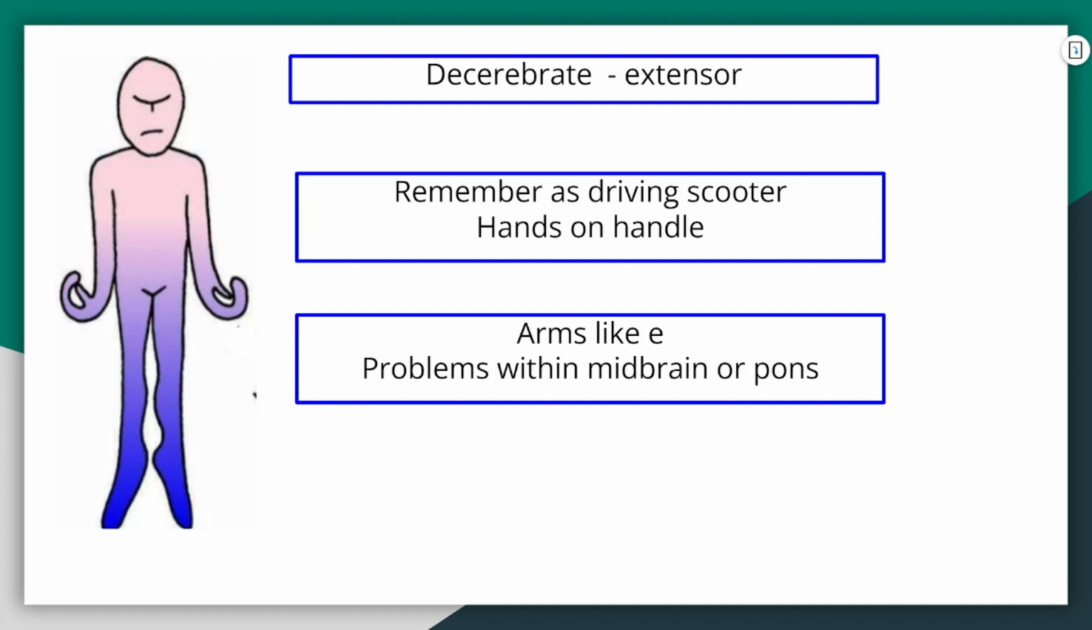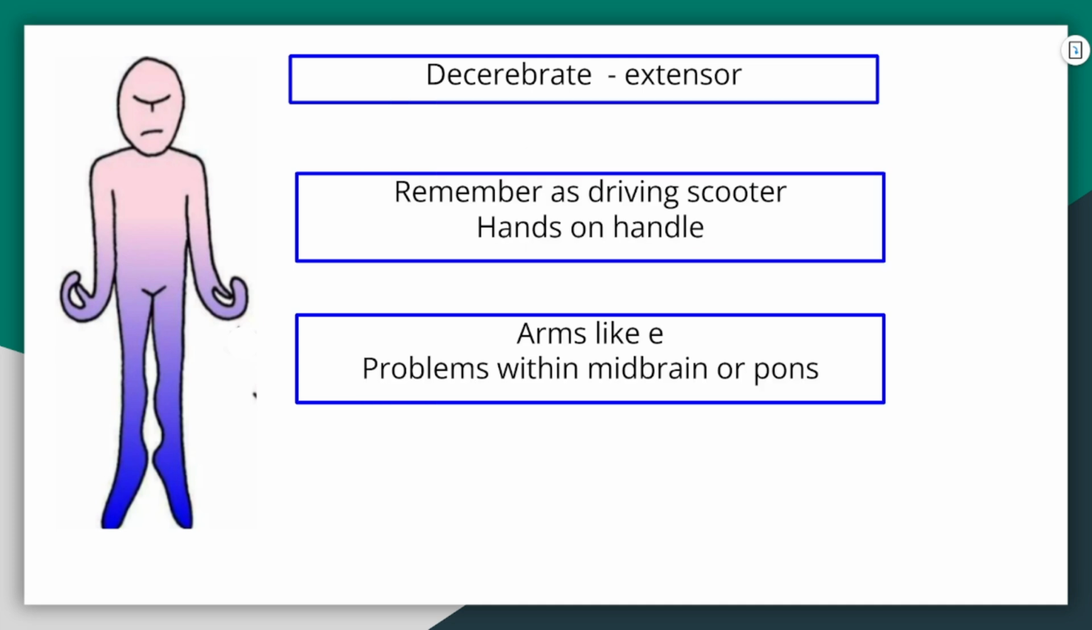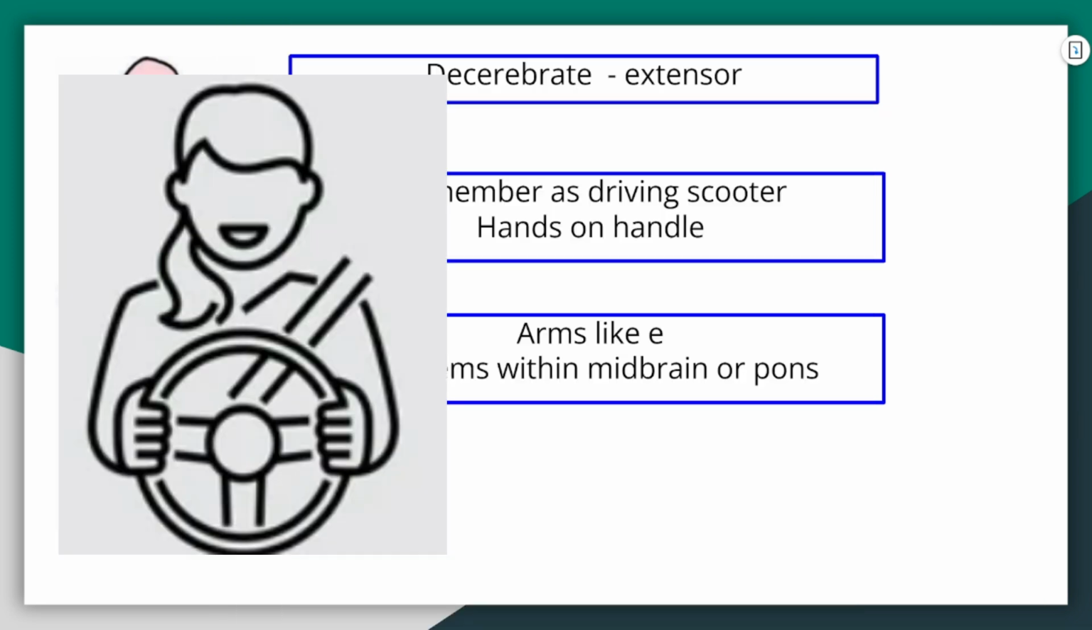Decerebrate posturing, or extensor posturing, describes the involuntary extension of the upper and lower extremities. The hallmark of decerebrate posturing is an extended elbow. It indicates brainstem damage. Decerebrate means, remember, like driving a scooter. Elbows are extended. And decorticate means driving a car.